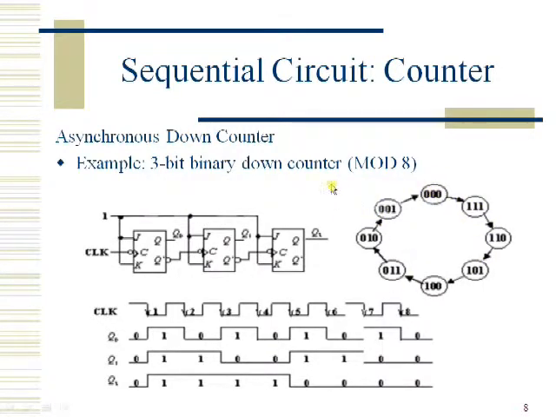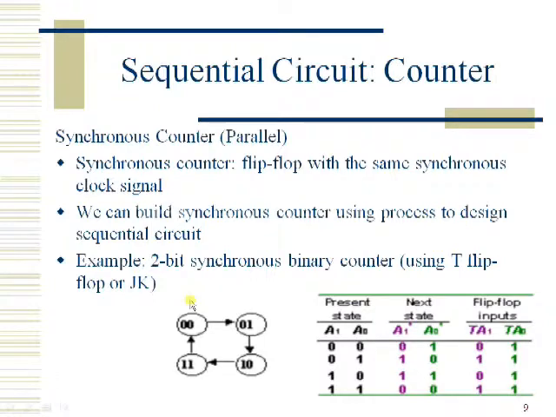In order to implement this, definitely we require 3 flip-flops, and JK inputs are tied to logic high, and then the clock is given only to the LSB flip-flop, and then Q0 bar is applied as a clock to the next flip-flops. So this is how we are going to implement a 3-bit down counter, or else a modulo 8 counter. Now let us see synchronous counters, how to implement synchronous counters.